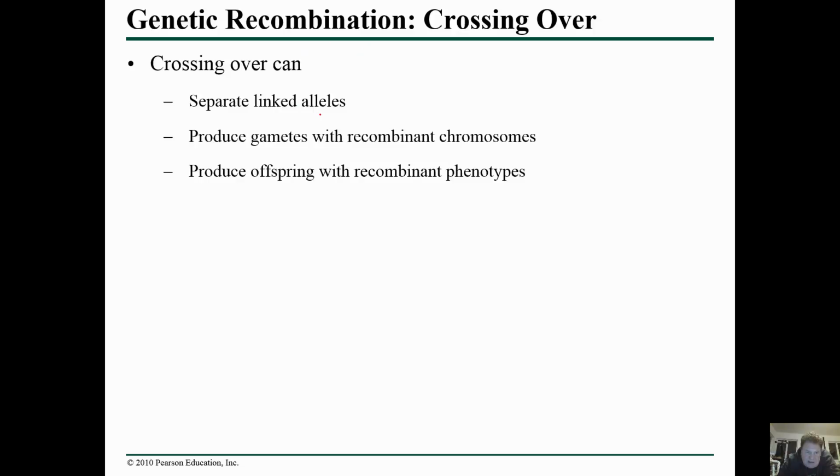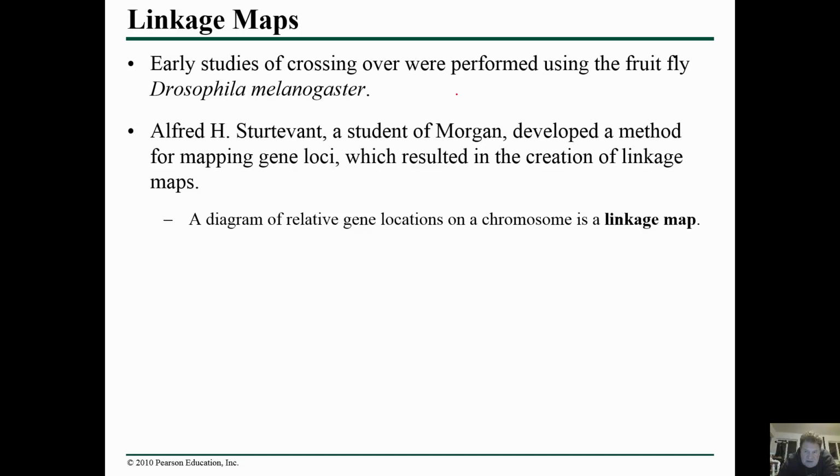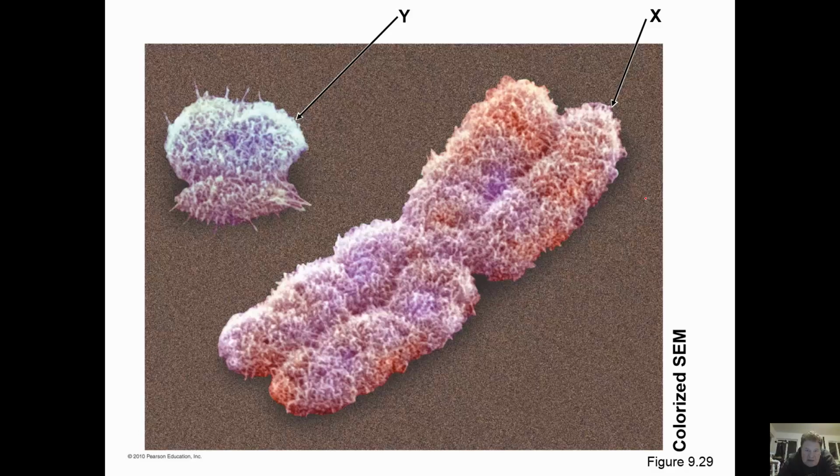Crossing over can separate linked alleles, produce gametes with recombinant chromosomes, and produce offspring with recombinant phenotypes. Recombination frequency gives an idea of how far apart genes are, based on the number of recombinations, and Thomas Hunt Morgan did that. What we want to look at is that here we have 22 autosomal pairs and one sex-linked pair. Females can only give an X, and that's one of the reasons we have a 50-50 chance of females or males, due to the contribution of the male. So she is not at fault when she has either all males or all females.